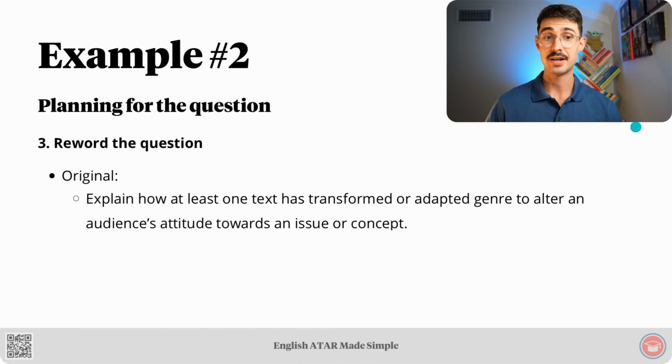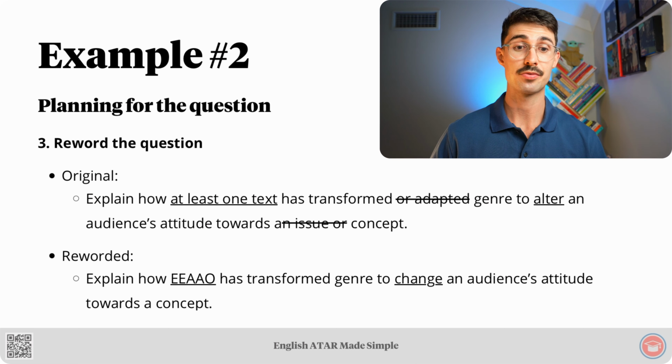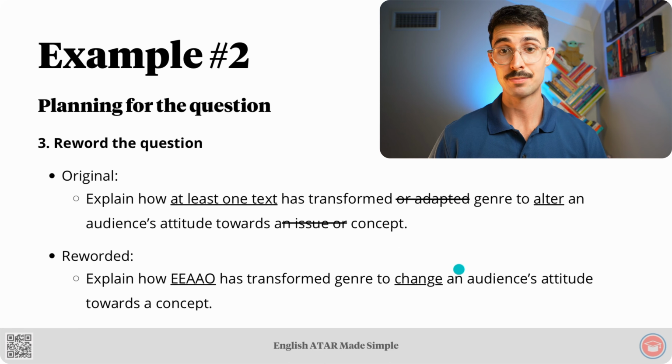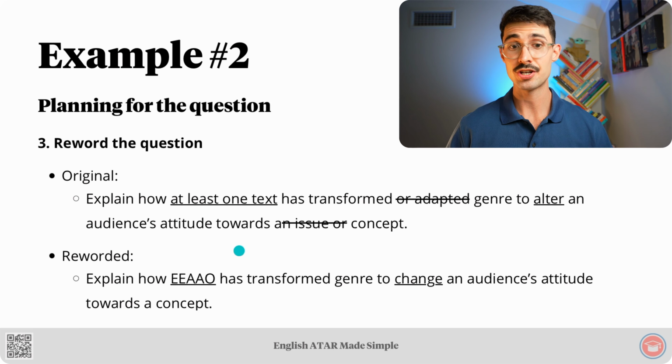Turning to step number 3, which is reword the question, we're going from this original version to the following reworded version. From, explain how at least one text has transformed or adapted genre to alter an audience's attitude towards an issue or concept, to explain how EEAAO has transformed genre to change an audience's attitude towards a concept. Still a mouthful, but not as much of a mouthful compared to the original version. In the reworded version, I've obviously decided to choose transform rather than adapted, and I've also decided to look at a concept rather than an issue.